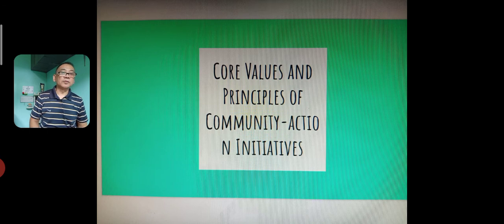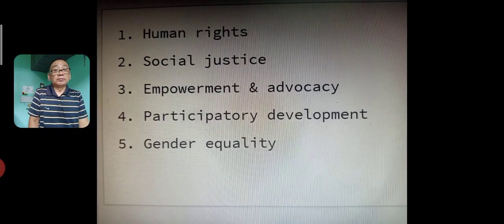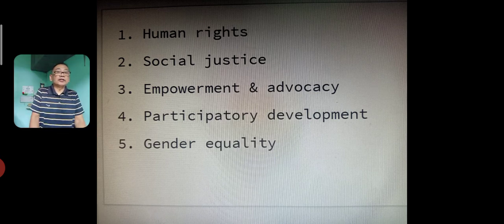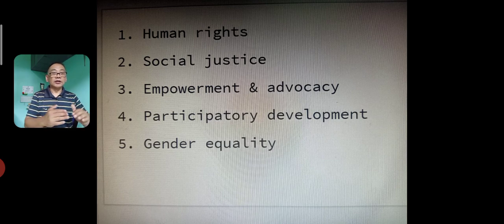Core values and principles of community action initiatives. Ito yung mga pili na values that we need to study, like human rights. In a community, we want to see equality. Walang mahirap, walang mayaman. Walang, physically or what. Kailangan pantay-pantay. Tingnan natin kung ano ang tinatawag na human rights. Okay? Rights of the children, rights of the, even yung mga hayop, they have their own rights. Okay? Now, social justice, we will also deal with this.